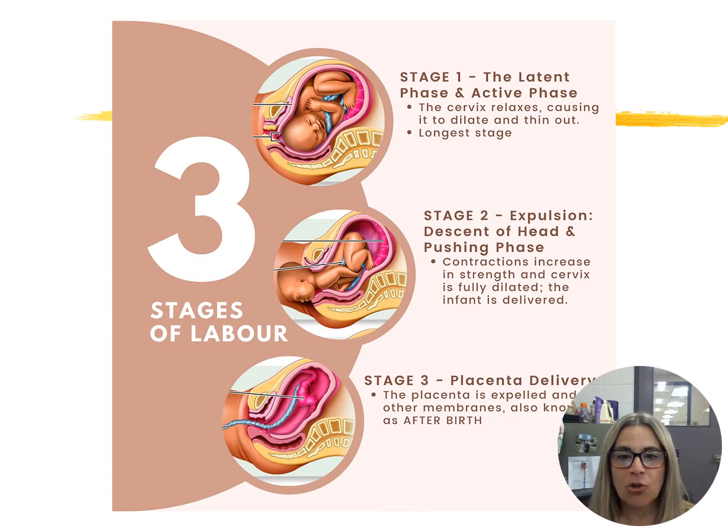So if we look at a little graphic here, this has a little bit more specific terminology. Stage 1 is called the latent phase and the active phase. So the cervix relaxes, it starts to dilate, and that mucus plug is gone. And this is, like we said, the longest stage. Notice how the baby's turned here. In the later weeks of pregnancy, the baby will typically turn so that its head is down towards the cervix, and it puts pressure, of course, on the cervix prior to delivery.